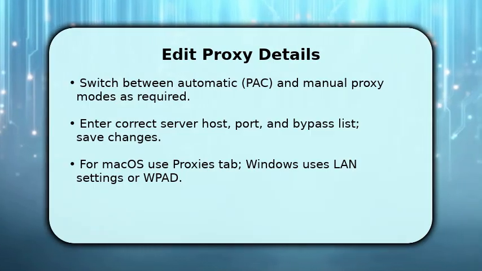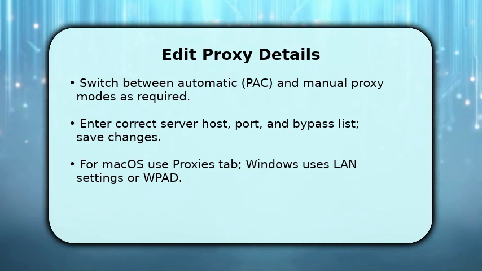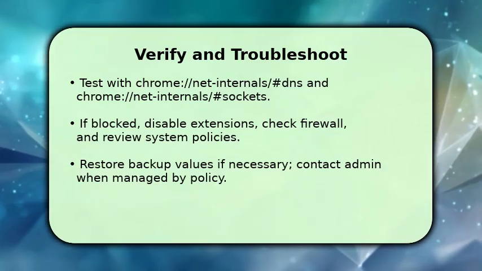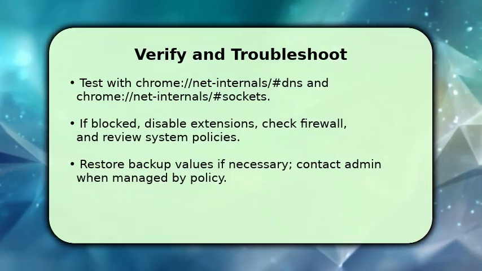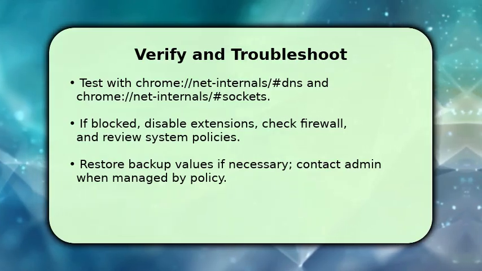After saving, flush Chrome's sockets and DNS cache so changes take full effect without a restart, and check connectivity. Finish by verifying the change. Load a simple site and use Chrome's net internals to flush DNS and sockets. This confirms whether the proxy is used.